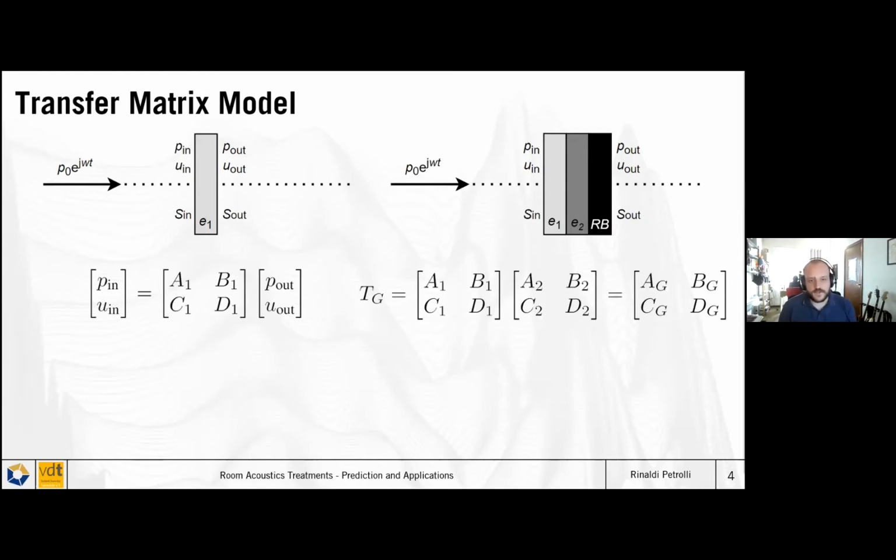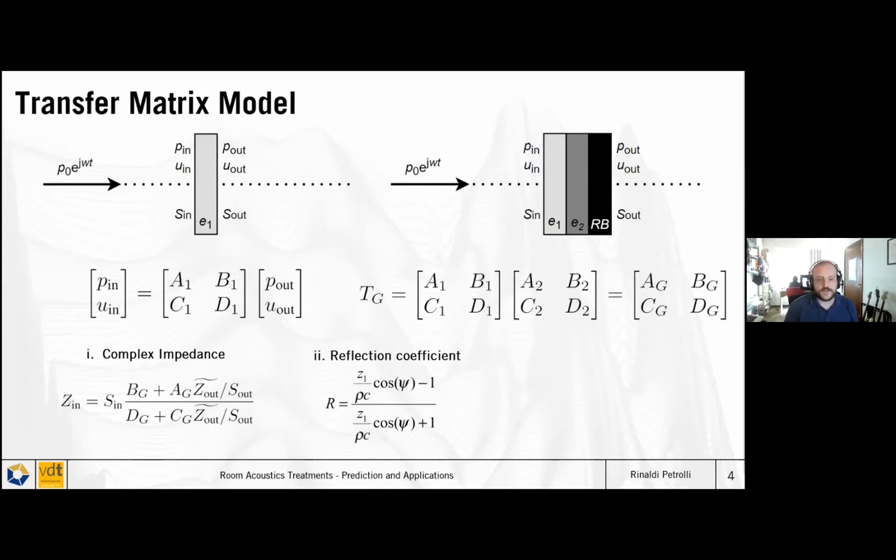And this transfer matrix that we have here, labeled TG, is generally the global transfer matrix. And this allows us to compute the complex impedance. And from this, we can calculate the reflection coefficient and then the absorption coefficient that we all know and love. And this is an analytical method, so it's pretty fast. It's pretty easy to use and pretty straightforward.